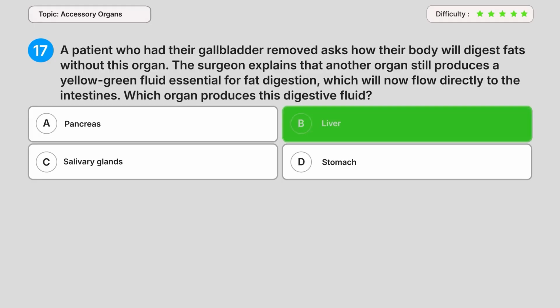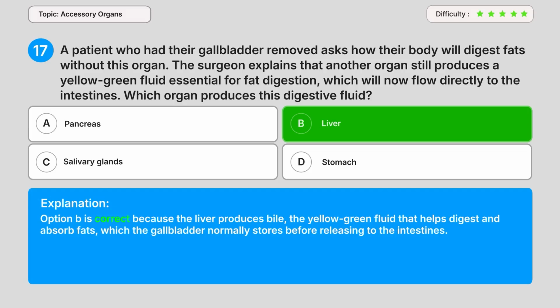Correct answer, B. Liver. Explanation: option B is correct because the liver produces bile, the yellow-green fluid that helps digest and absorb fats, which the gallbladder normally stores before releasing to the intestines.